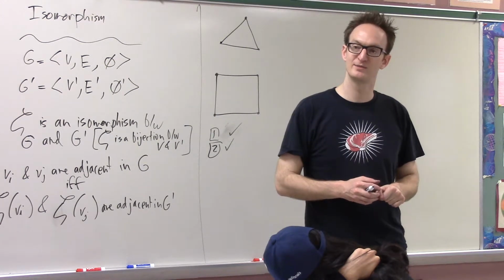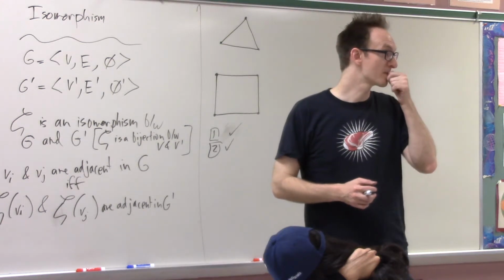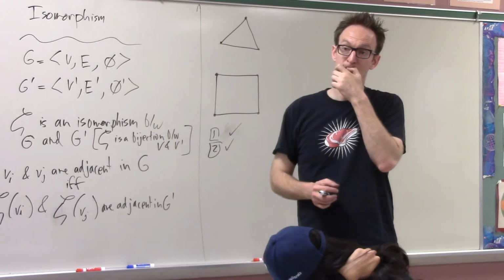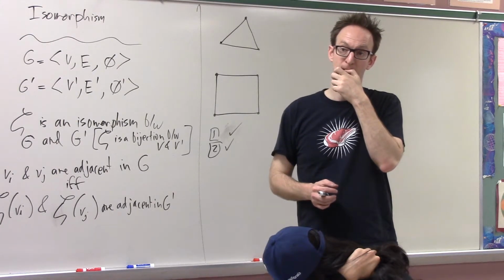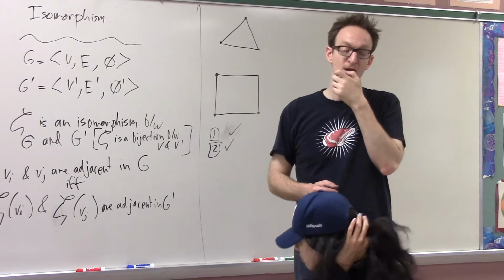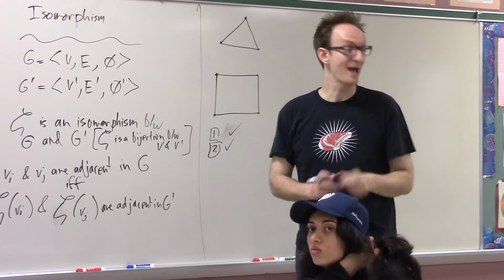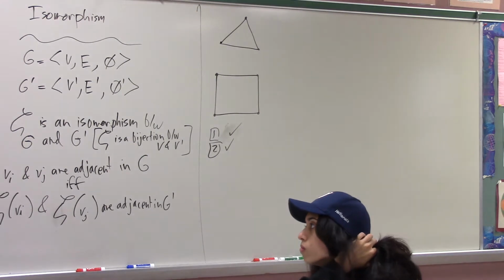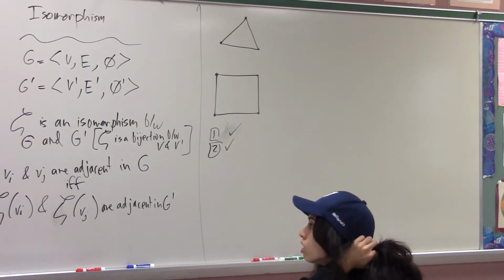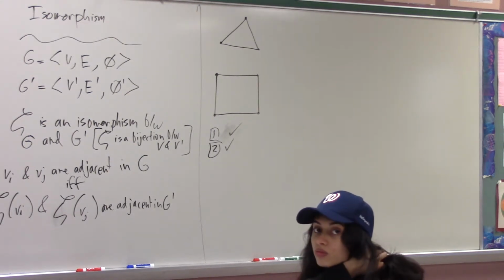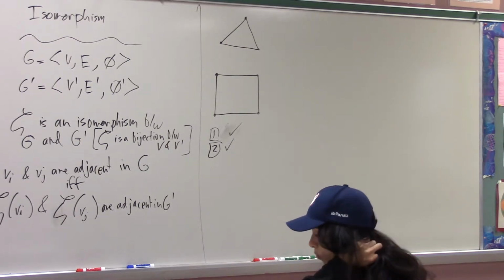The highest number of edges at a vertex has to be the highest in the other one. Like the degrees. Yeah, the degrees all have to be the same. The degrees of the vertices. Yeah, that's right. If these two graphs have any chance of being isomorphic, then this has to match.